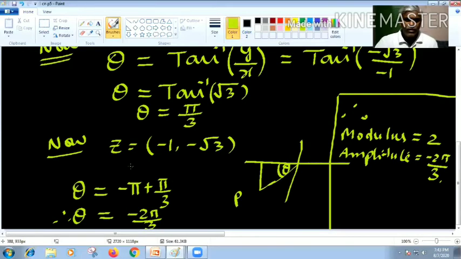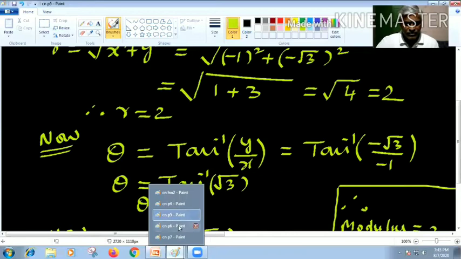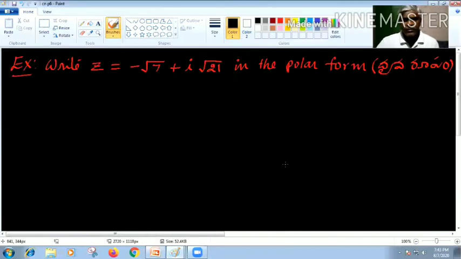But here the point belongs to the third quadrant. The theta cannot be 60 degrees. So we have to find the angle such that it belongs to the third quadrant. So if you take minus 180 plus 60, that will be minus 2 pi by 3. It is nothing but minus 120 degrees. Here this is the amplitude and this is the modulus of the given complex number. Now let us take up one more problem.